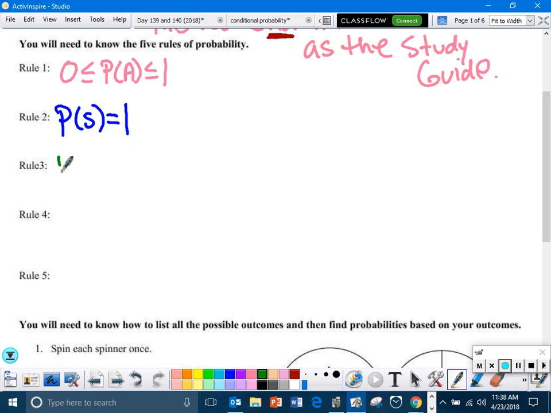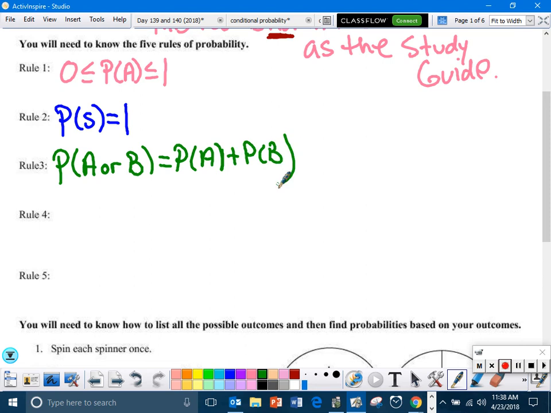Rule number 3 says the probability of A or B, if you have that, you add the probabilities together. Again, or means to add.